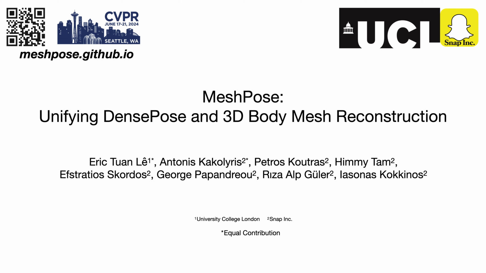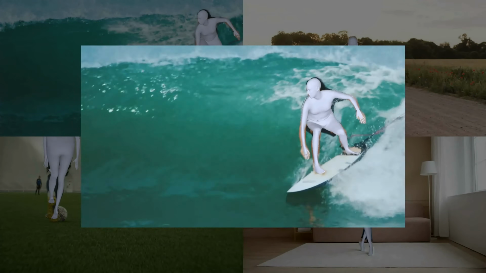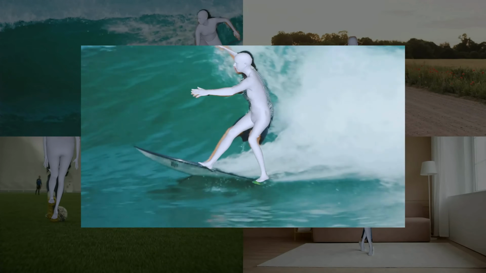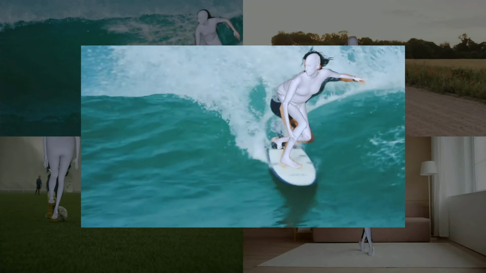We present MeshPose, a method to estimate a 3D body mesh from an RGB image. Our system computes the coordinates of the 3D mesh in real time, over 100 FPS on a mobile device. It is designed in a way that the 3D mesh projects well on the image.